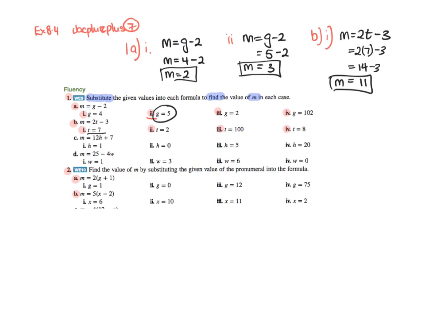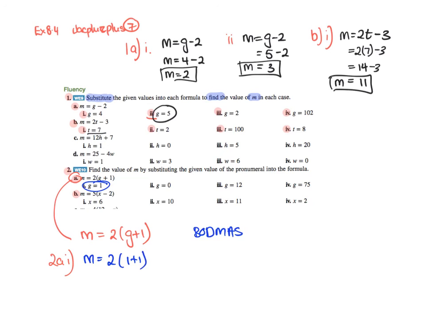So there's that one. All right, down here on this 2a, when they have M equals 2 times (G plus 1), if I do 2a i, you have to remember that you've got to do your BODMAS, which means you need to do brackets first, then multiplication. So in this first one where they're saying G equals 1, it would be 1 plus 1. I'll do the brackets first. So 1 plus 1 is 2, and now I'll do the multiplication. So 2 times 2 is 4. So M equals 4. All right, I'll let you do the rest.